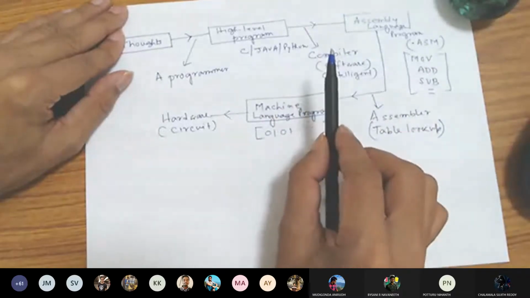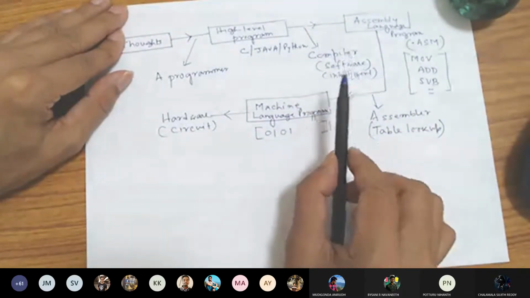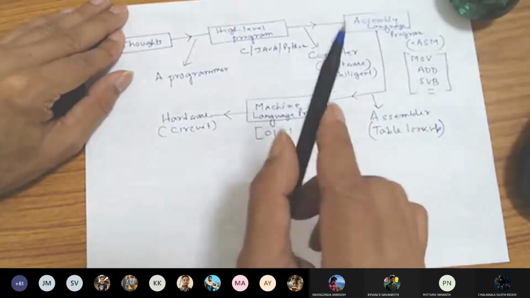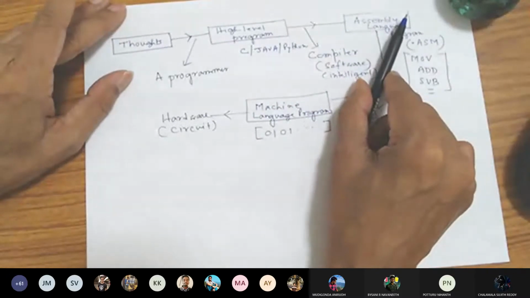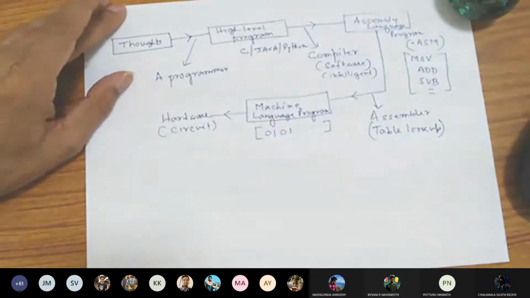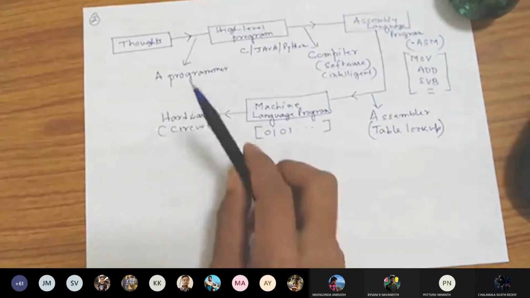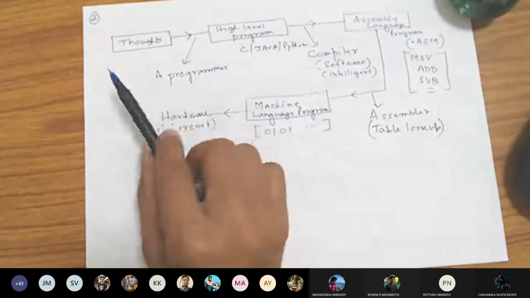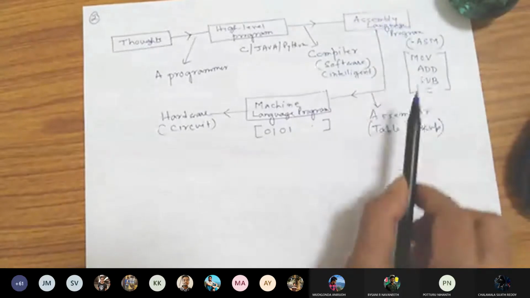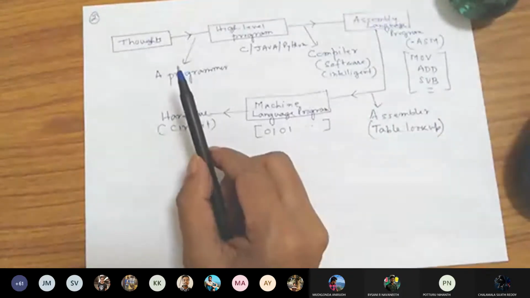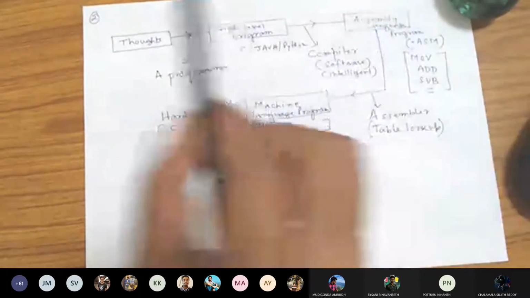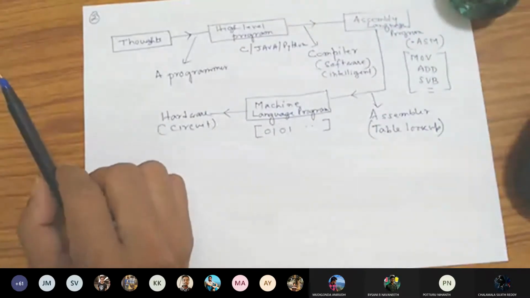But earlier, when compilers were not that intelligent and optimized, we actually directly converted thoughts to assembly language program. High level languages were not that much available. So we converted until C arrived. We converted our thoughts directly to assembly language program, and then the table lookup software assembler converted the thoughts to machine language 0 1, and then it directly goes to circuit.